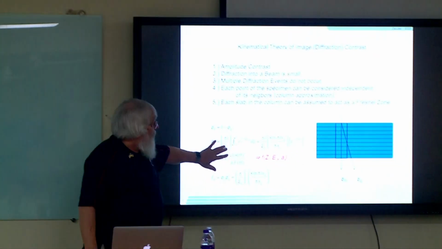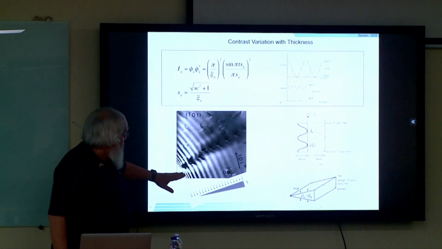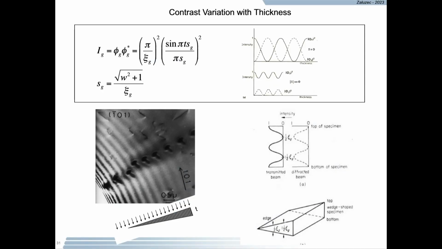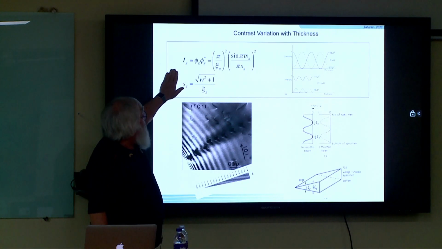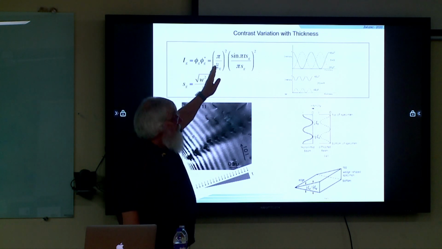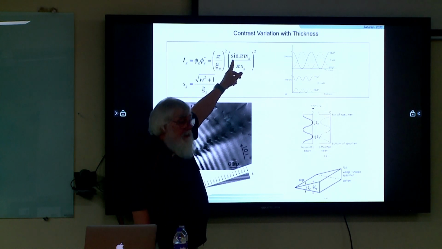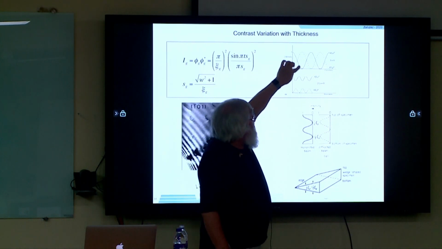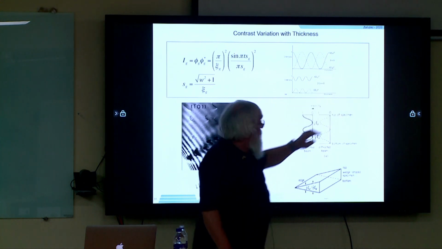Kinematical theory, I'm not going to talk about. We'll just skip it through. What's a thickness fringe? If we have a crystalline material, we can say that the intensity should come through, and I didn't derive this equation. The intensity in a crystalline material will vary sinusoidally with the thickness of the solid. So we'd expect a sinusoidal variation of the intensity.